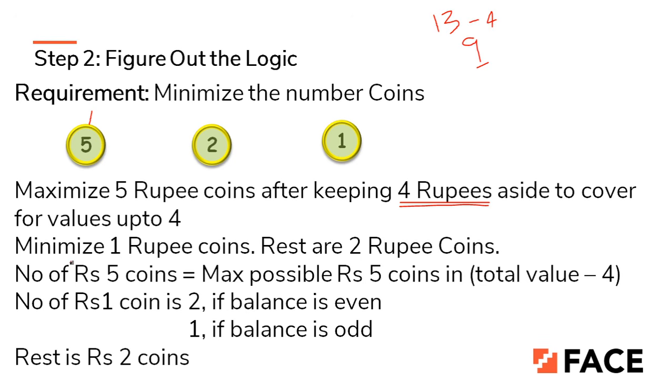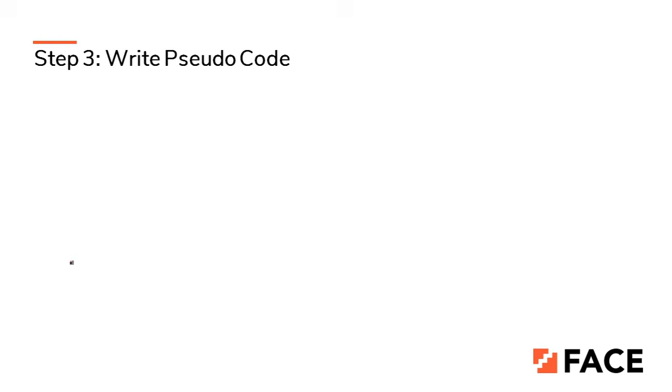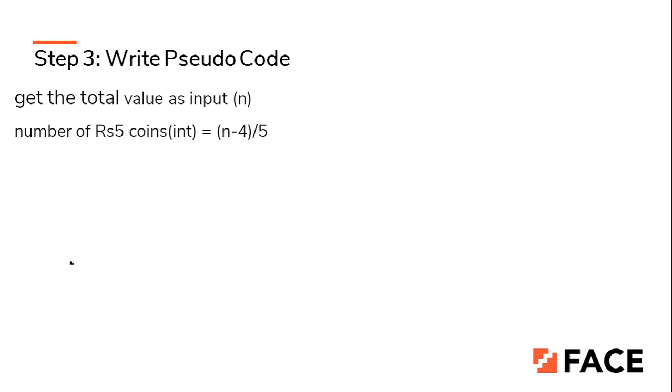Alright. Now that we've figured out this logic, let's go on and try to write a pseudocode for this. So first, what am I going to do? I'm going to get the total value as input. The next step is I need to find out the number of 5 rupee coins. So what am I going to do? I'm going to use a very simple logic.